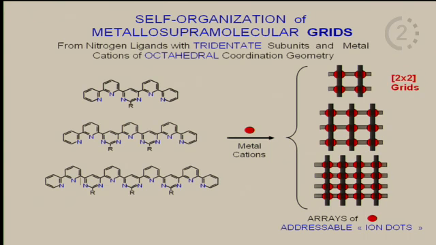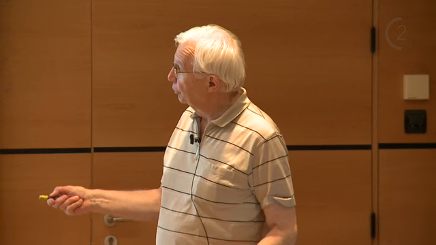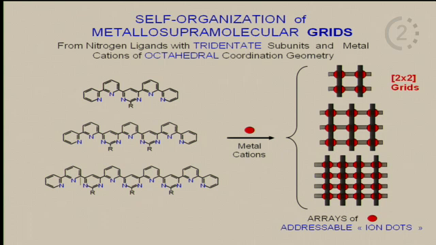These are the molecules one can use, where you have subunits with 3 nitrogens, tridentate, 1, 2, 3, 1, 2, 3. And if you use the principles I have told you about earlier, if you treat that with octahedral coordination, these 3 and 3 do this. And of course, once you have started somewhere, it closes up. So you take this, this, and this, and you get 2x2, 3x3, 4x4 grids.